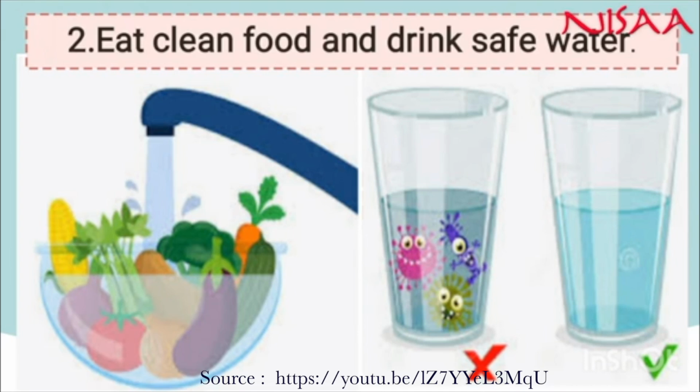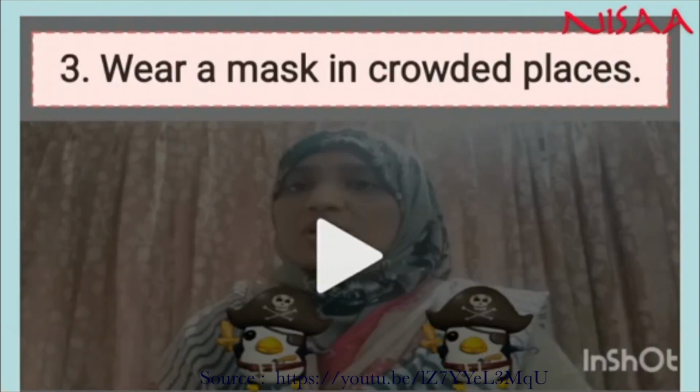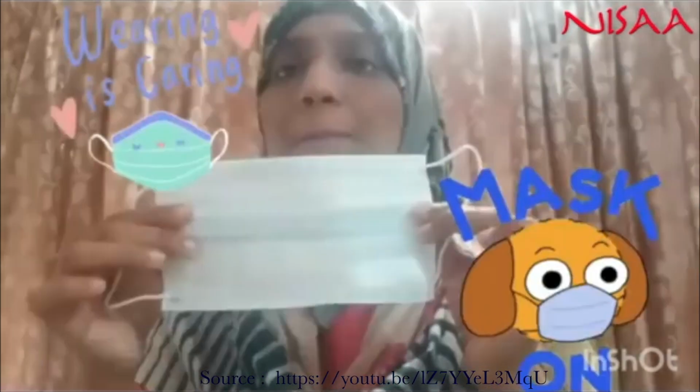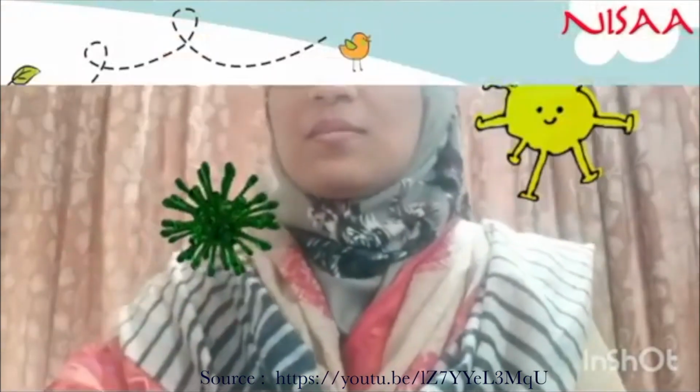Number 2. We must always eat food that is clean and covered, and we must drink water that is pure and safe. Number 3. Wear a mask in public places. Hello children, can you see these germs around me? Germs are everywhere. Do you know what germs are? Germs are bad guys which enter your body and make you sick. So it is very important to wear a mask to protect ourselves from these germs.